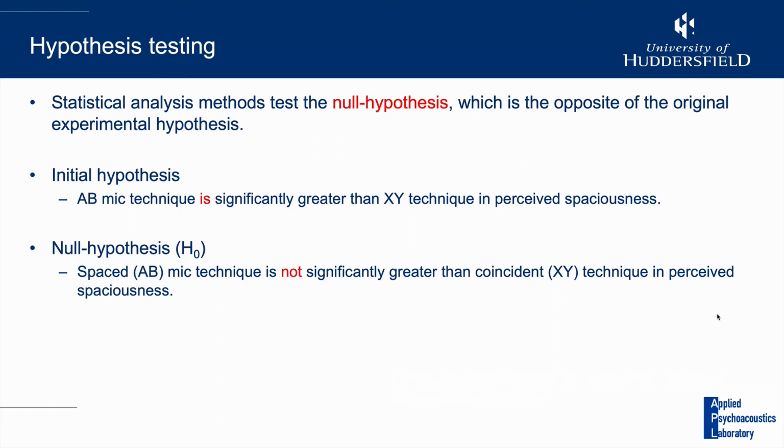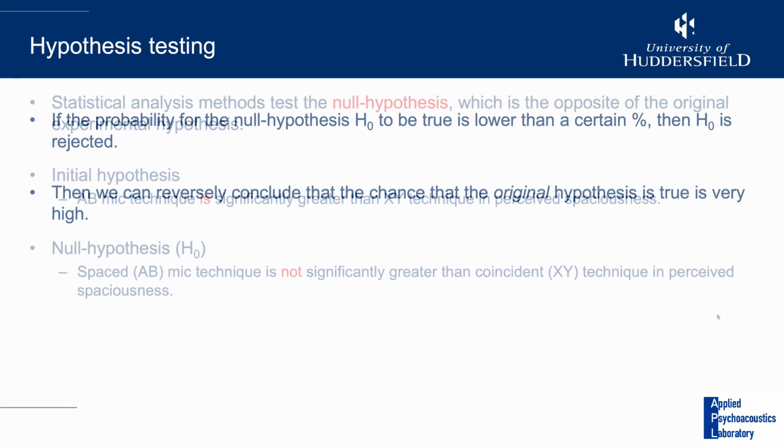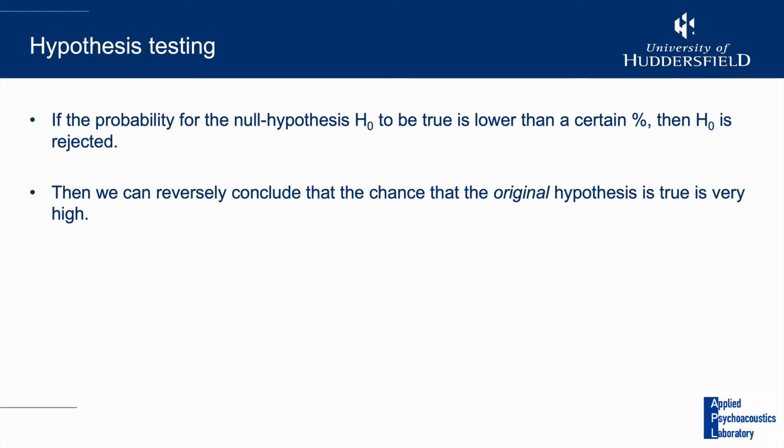So the opposite of the original statement is basically the spaced AB microphone technique is not significantly greater than XY coincident technique in spaciousness. And we test whether this null hypothesis is true or not. And the result reversely tells us whether the initial hypothesis is true or not. So if the probability for the null hypothesis H0 to be true is lower than a certain percentage value, then H0 is rejected. Then we can reversely conclude that the chance that the original hypothesis is true is very high.